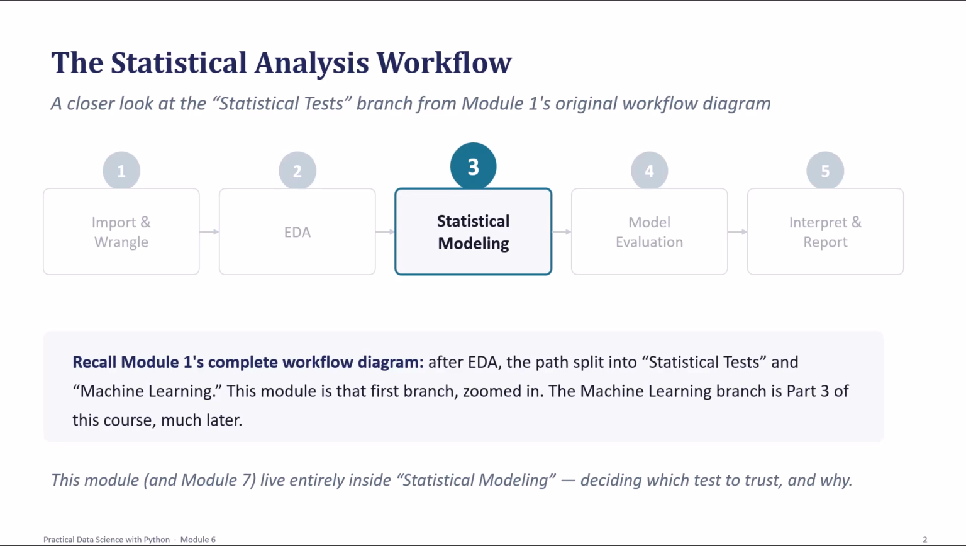If you recall from the one complete workflow diagram after EDA, the path split into statistical test and machine learning. So this module is that first branch, zoomed in. The machine learning branch is part 3 of this course, which is much later. So this module, combined together with Module 7, lives entirely inside statistical modeling. This is about deciding which test to trust and why.